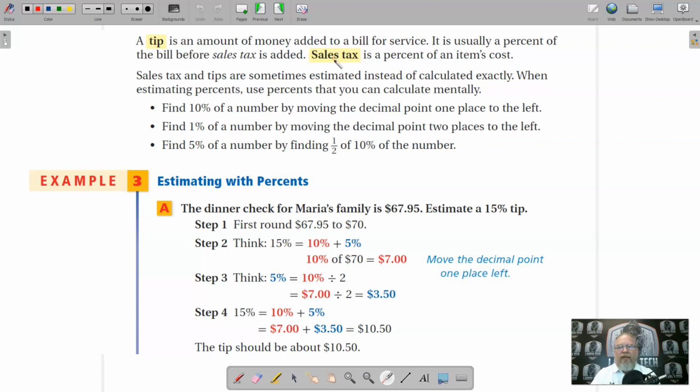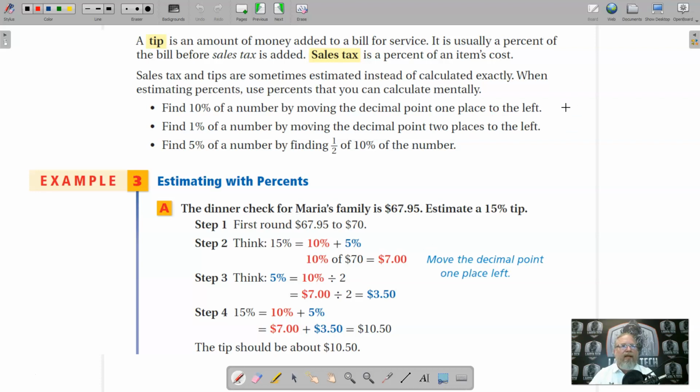But items are taxed in order to pay for services provided by governing agencies such as federal, state, and local governments. Sales tax and tips are sometimes estimated instead of calculated exactly. When estimating percents, use percents that you can calculate mentally. For instance, find 10% of a number by moving the decimal one place to the left.